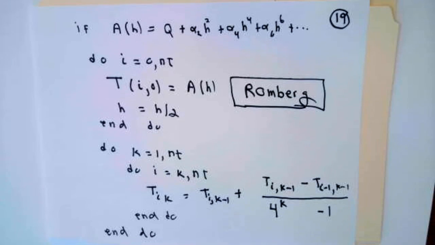In such a case, which is not always true, but in such a case, you initialize column 0 exactly as you did before. You do the rest of the table exactly as you did before. The only change is, instead of subtracting 1 away from 2 to the k, you subtract 1 away from 4 to the k. Romberg, when it works, is an excellent approximation method.